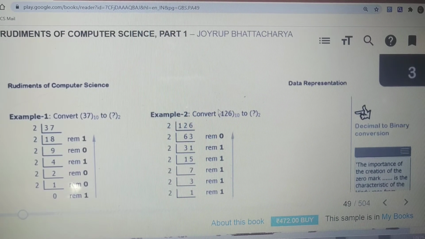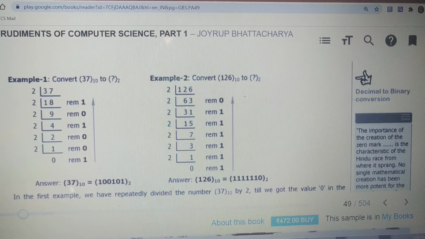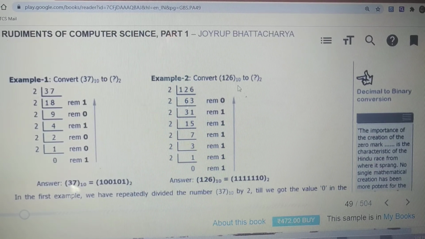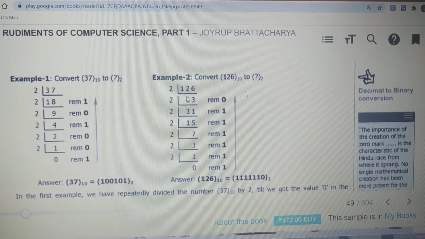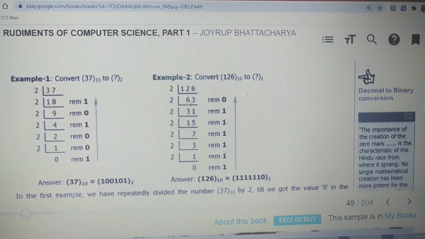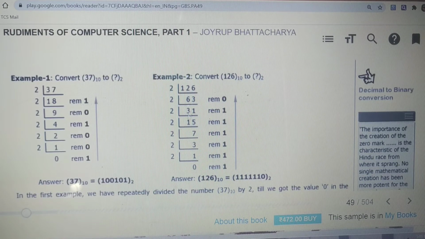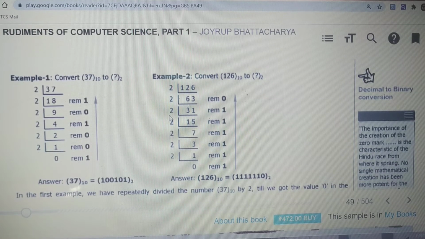Okay, this is another example. Try to convert 126 to binary. So 126, we are starting with 2. 2 sixes are 12, 6 is there, and number 6 coming down, 2 threes are 6. There is no remainder, remainder is 0. Again we are dividing by 2. 3 twos are 6, and here 3 is there, 2 ones are 2, so 1 is the remainder. Again we are dividing 31 by 2, so quotient is 15 and remainder is 1.